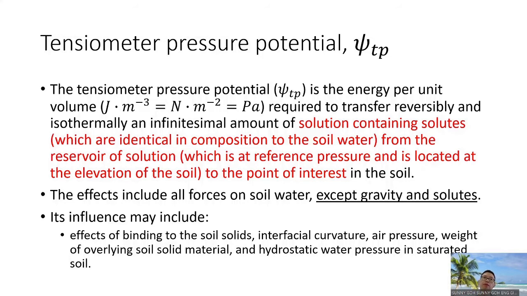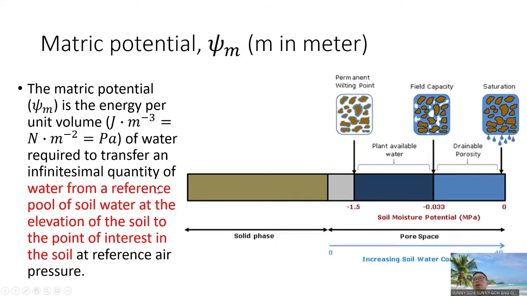So only vertical relocation can cause the gravitational potential. Metric potential is the energy per unit volume of water required to transfer an infinitesimal quantity of water from a reference pool of soil water at the elevation of the soil to the point of interest in the soil at reference air pressure.